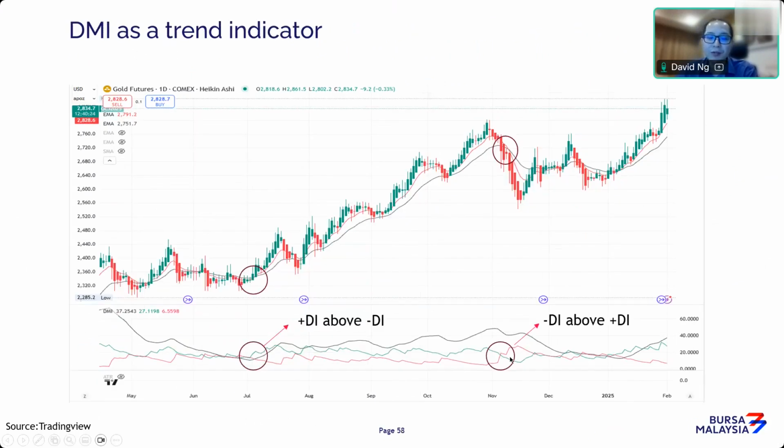Now, I just want to introduce the DMI. DMI is also a great tool if you're using trend trading. DMI consists of 3 different lines. One, we have the black ADX line. We have the green and the red. The green line is the positive directional index. The red is the negative directional index.